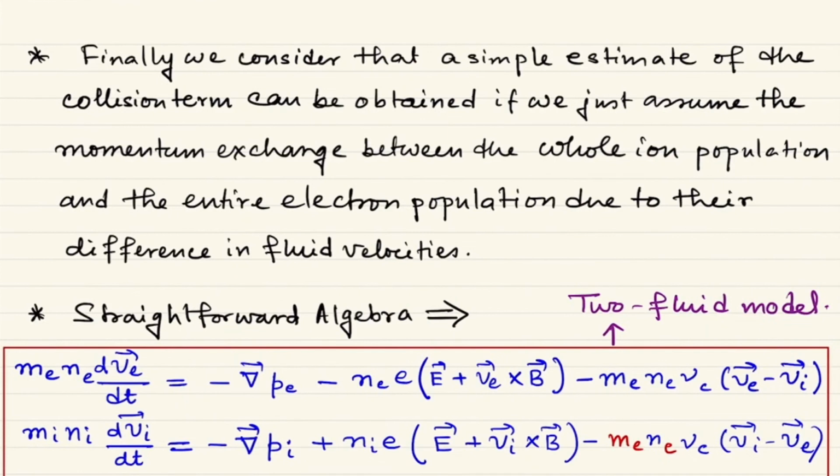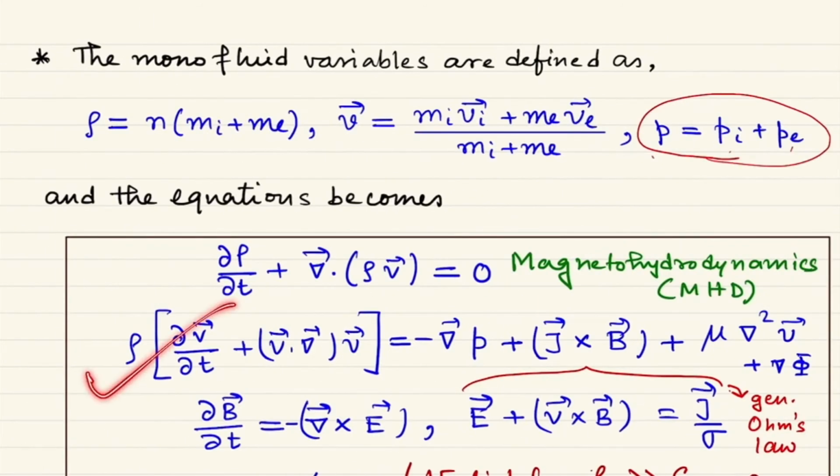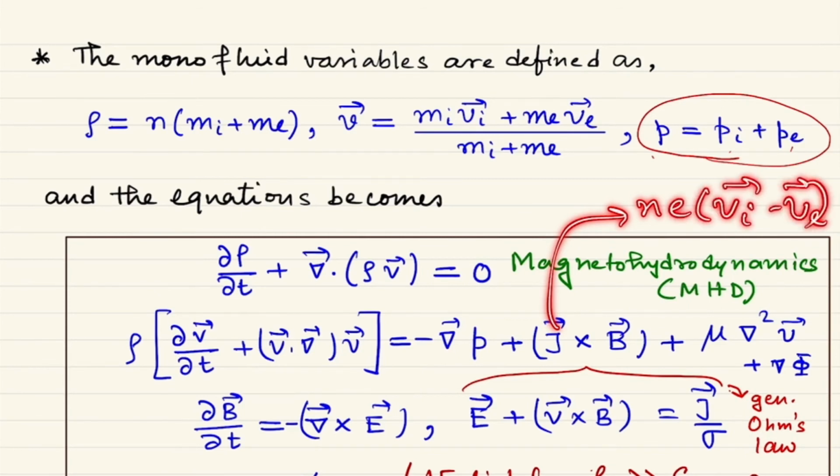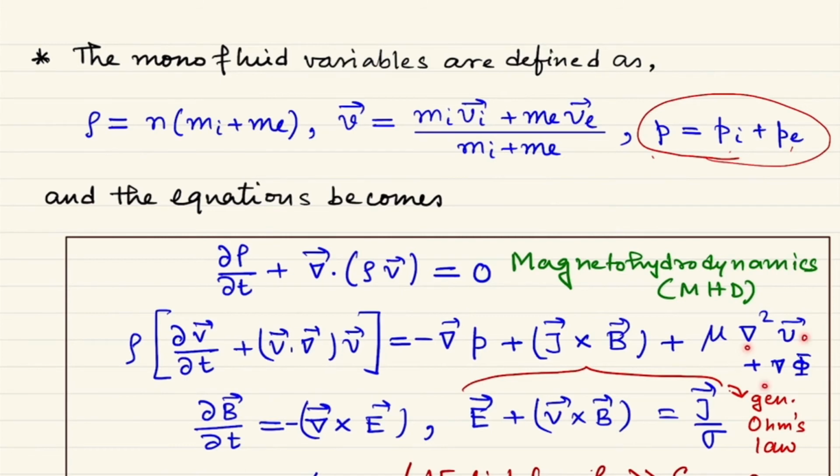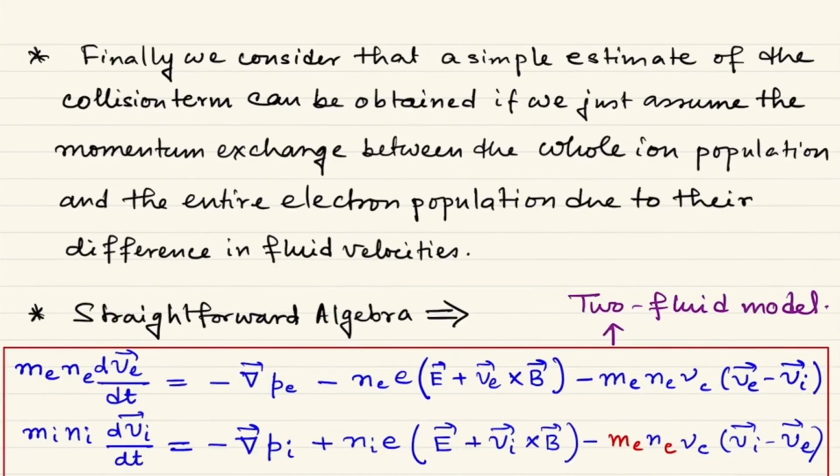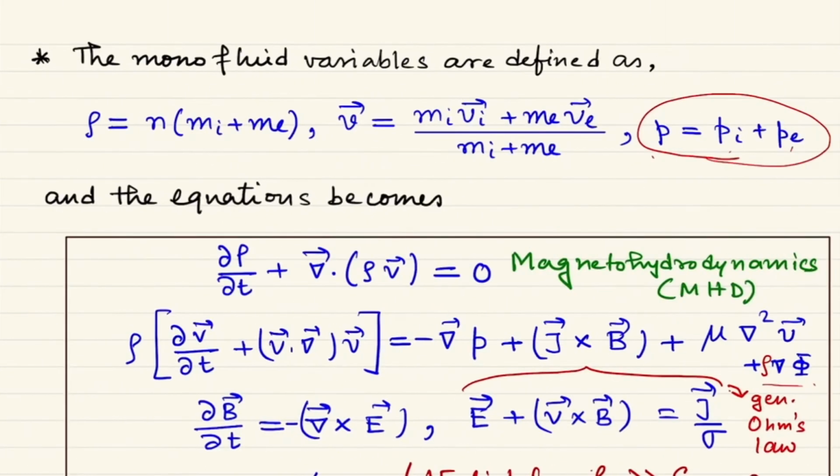In the same way, if you add these two equations, you will get the momentum evolution equation for the resultant fluid, which has rho times (∂v/∂t plus v dot nabla v), once again v is the monofluid velocity, equal to minus gradient of p plus j cross B. Now j is the current density, which is nothing but n e (Vi minus Ve), cross B, plus mu times nabla squared v plus this. Of course, there should be a rho, I forgot to write the rho. This is the body force. The body force terms I did not include here, but it can be included anytime. I have just written this because in most cases in astrophysics, we write this.